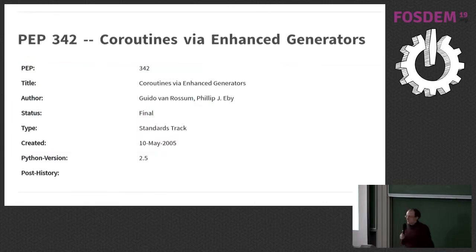So this PEP came along. It's called coroutines via enhanced generators, because there is something that we can take advantage of.